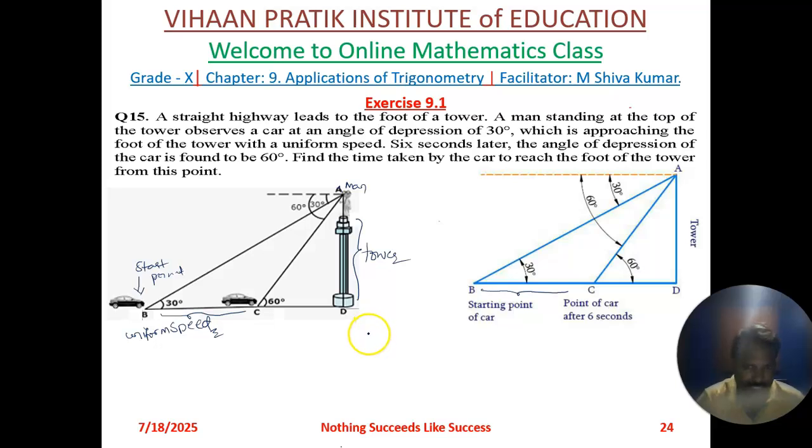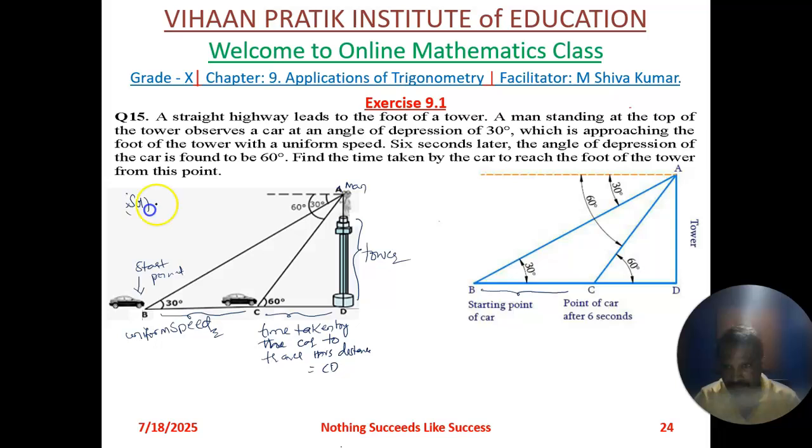So how to approach this? What do we need to find out? We need to find the time taken by the car to travel this distance, which is CD. So we need to find the time, that's it. So let's approach the solution.